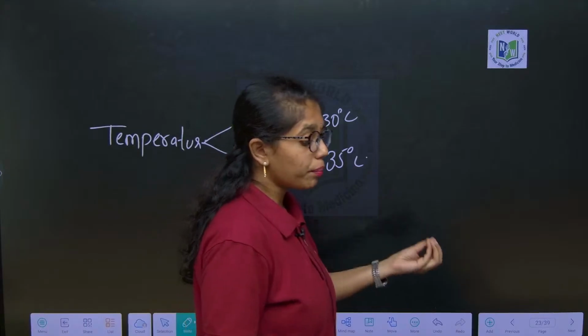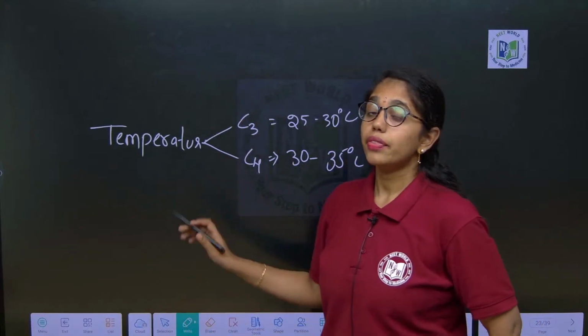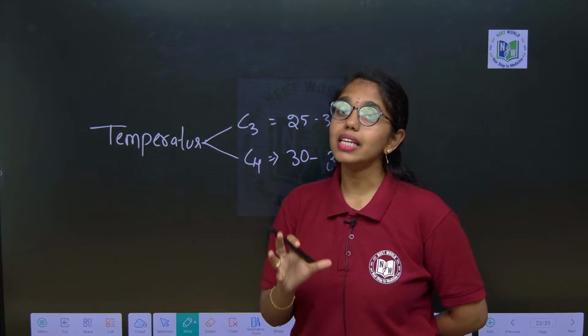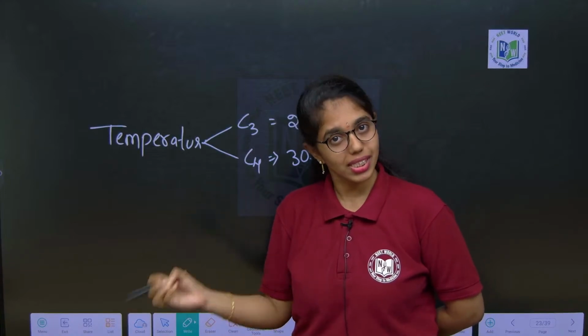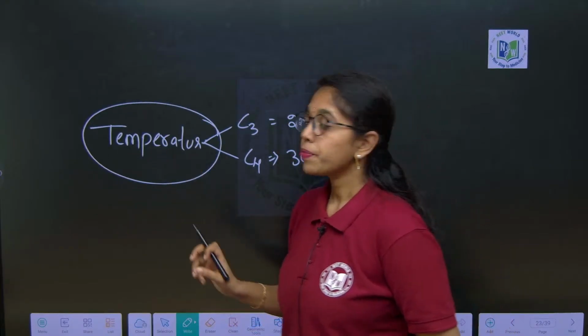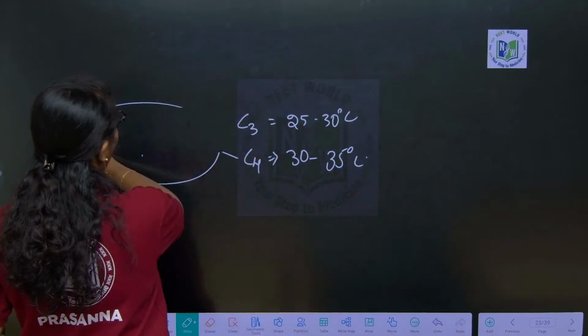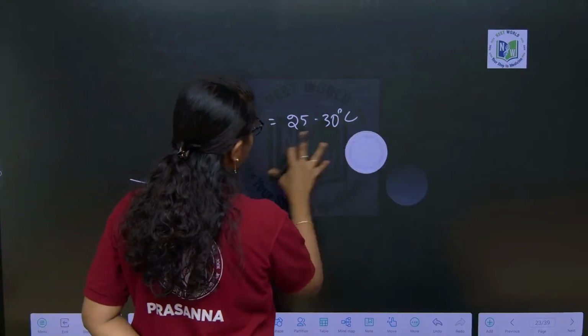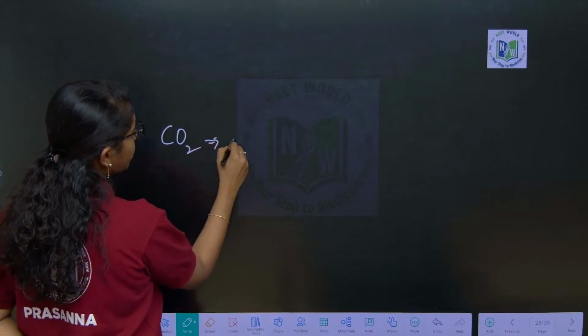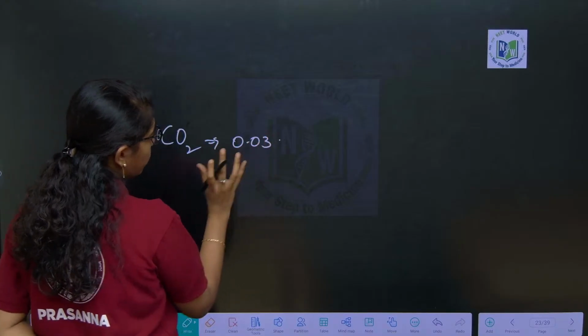Here, when temperature comes into the picture, enzymes like Rubisco and peptidase are temperature sensitive. So temperature affects the dark reactions. And lastly, carbon dioxide. The optimum level of carbon dioxide is 0.03%.